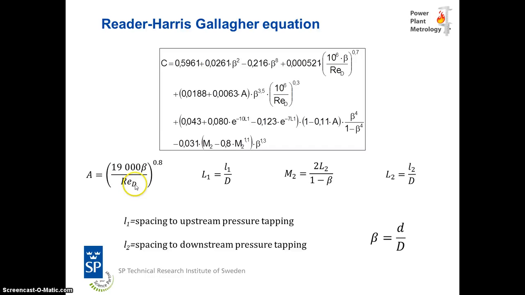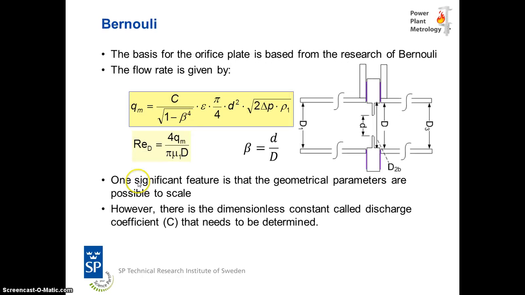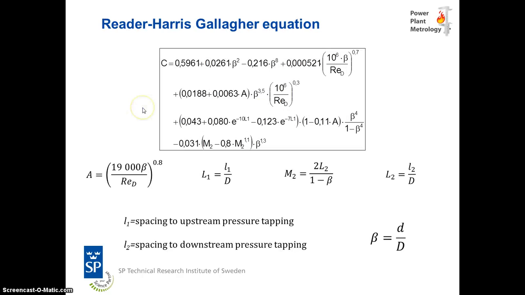But the difficult thing is to know the Reynolds number, and as we talked about earlier, the Reynolds number really depends on the flow rate. So to be able to calculate the discharge coefficient, you need to calculate the flow rate, but you need to know the flow rate to start with. So it's a really tricky situation.